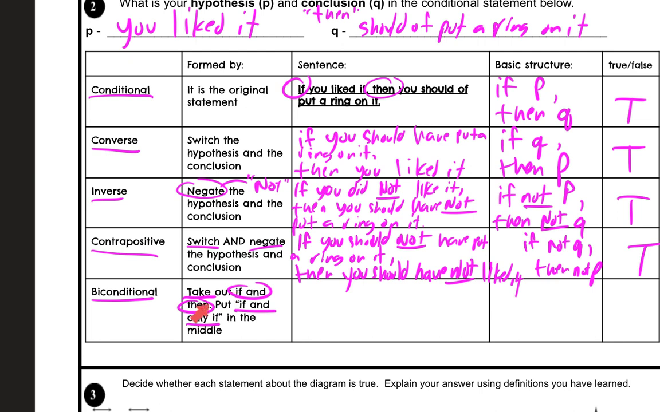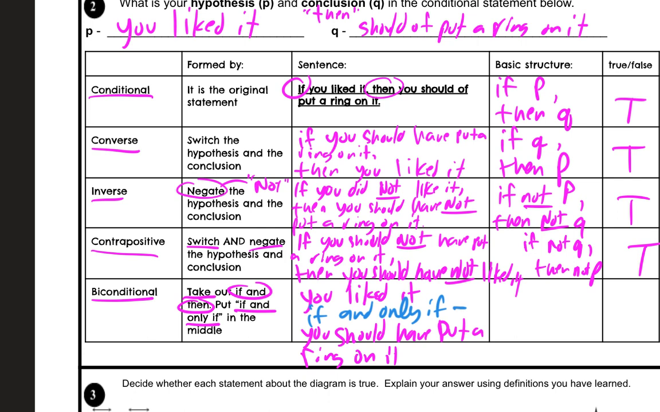Okay, so we take out the if and we take out the then. So you liked it, and we took out the then. So you should have put a ring on it. Okay, and then we said we're going to put if and only if in the middle. I'm just going to put it in a different color. If and only if goes in the middle. So you liked it, if and only if you should have put a ring on it.